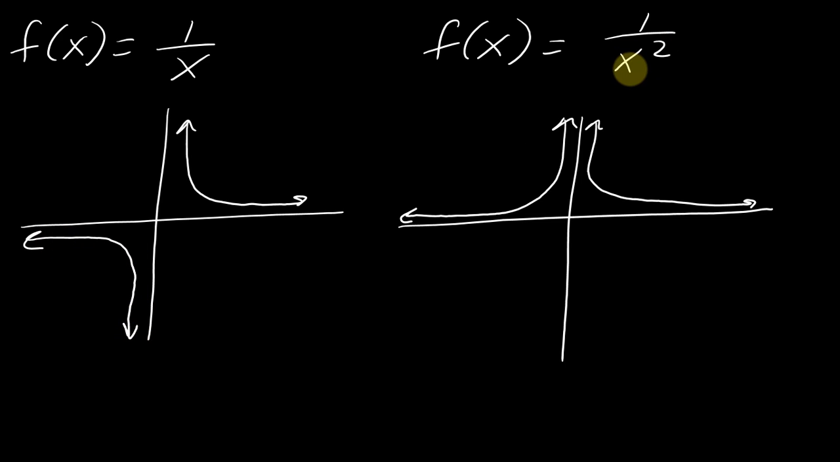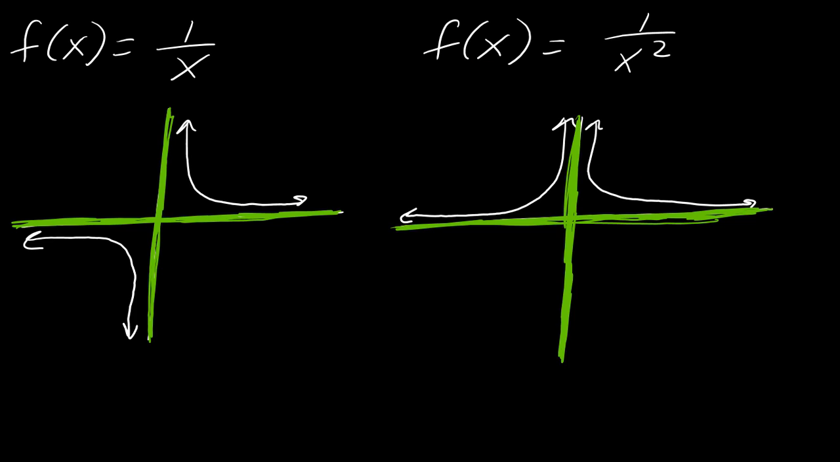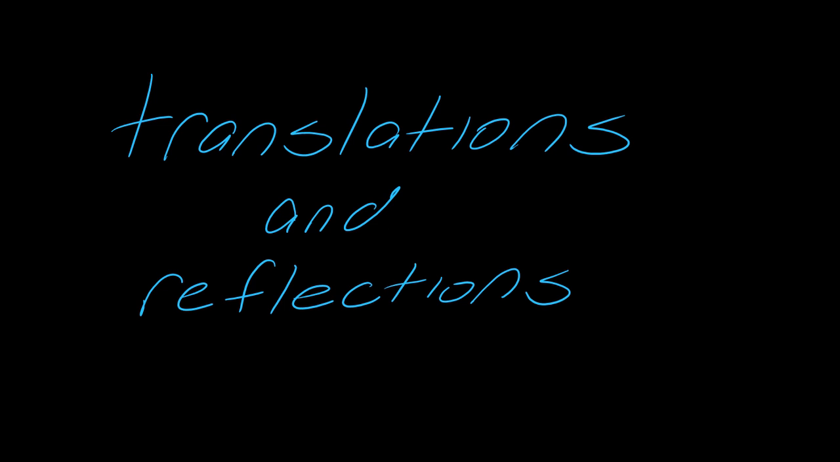Versus when I have 1 over x squared, now I'm squaring everything, so everything's just going to stay positive. So this graph can come up from time to time. It breaks off like this, and it has these two asymptotes. And you just want to remember the general shape of these graphs in case they come up. Okay, so I wanted to refresh all of those basic graphs.